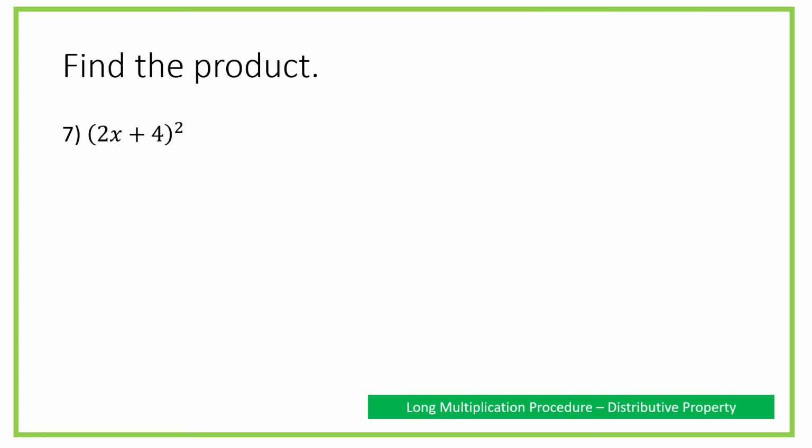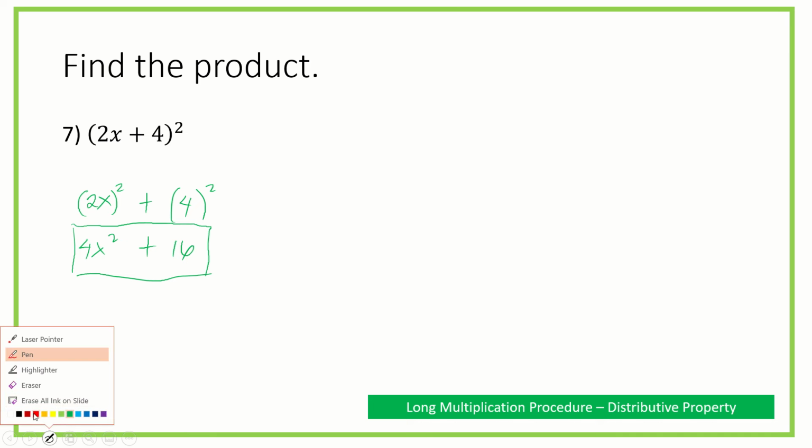So let's say for example, in number 7, this is our 7th example, we are asked to get the square of 2x plus 4. So some students might think that the right way to get the answer is just simply to square both terms. So allow me to show it to you. So they might be thinking that this is how to answer this one. And their answer would be 4x squared and 16. Okay, which is not the correct one.